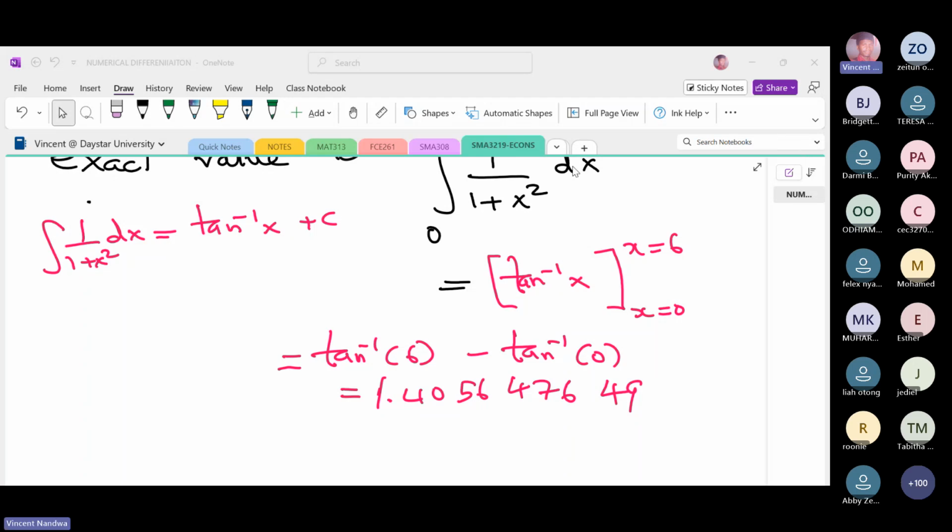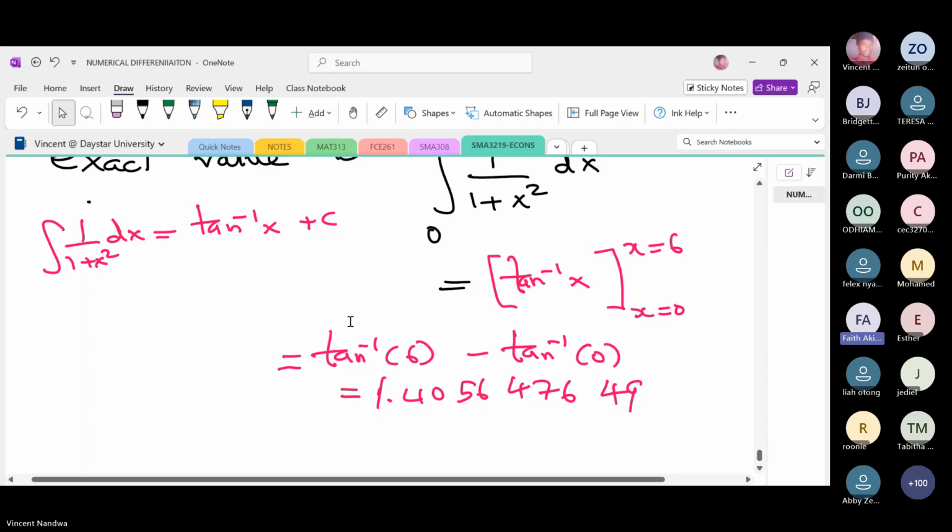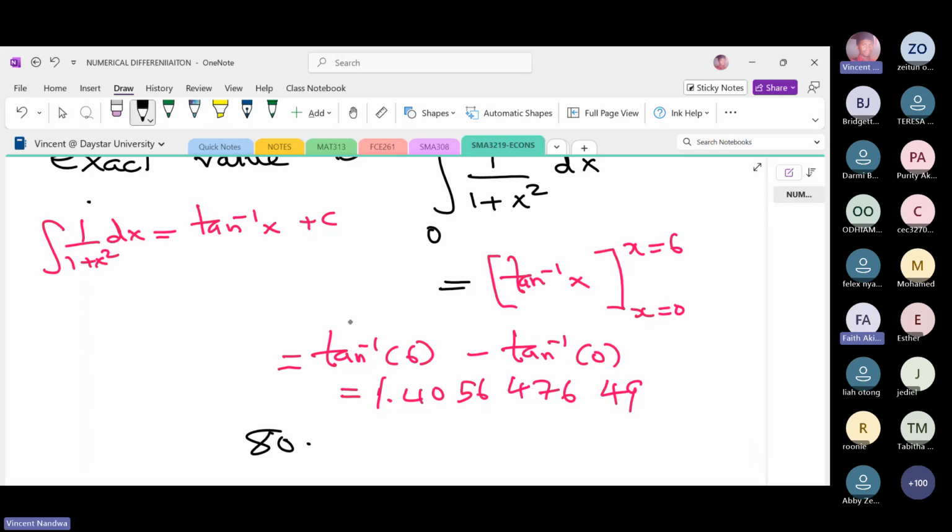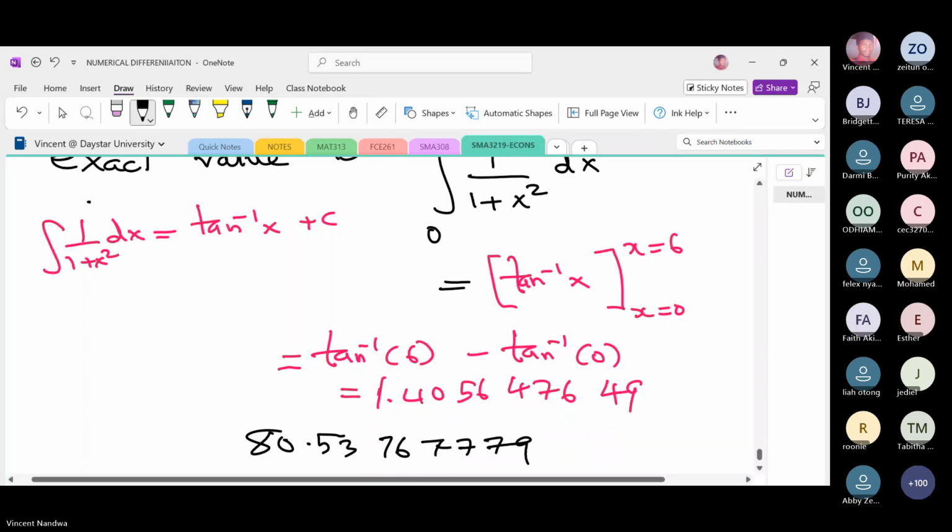There's a reason why I want a different option. This may not be the correct answer. 80.53767779. Are there people getting this? Yes. Yeah, good.